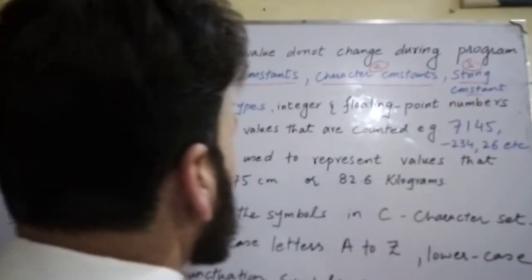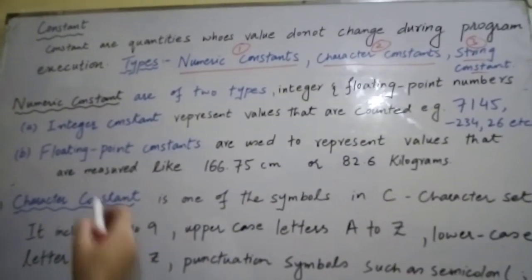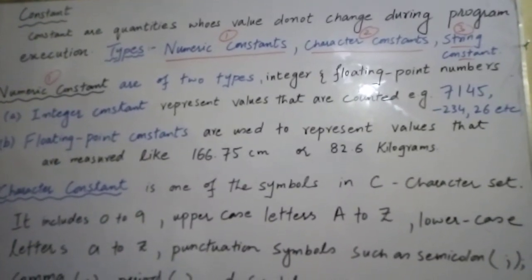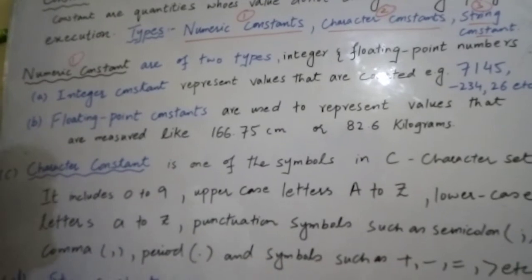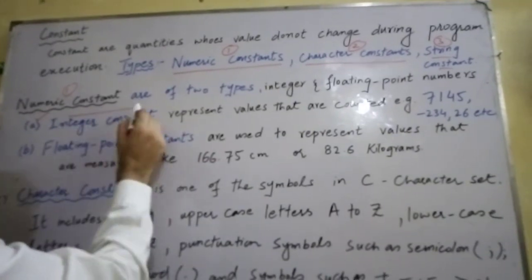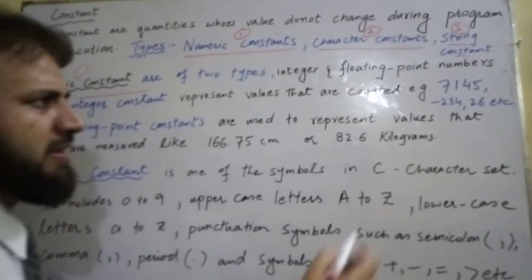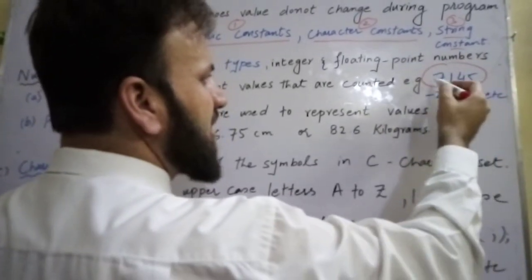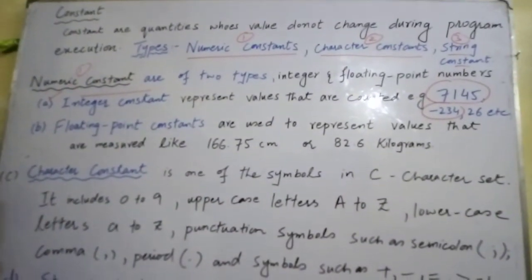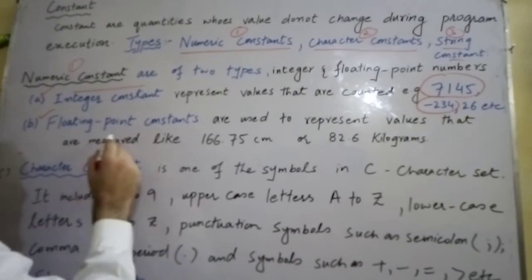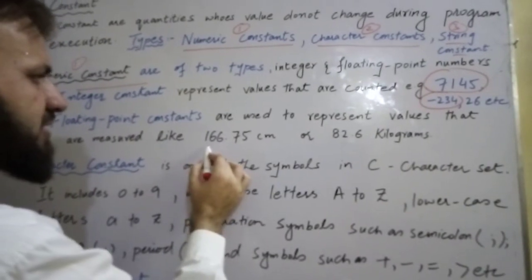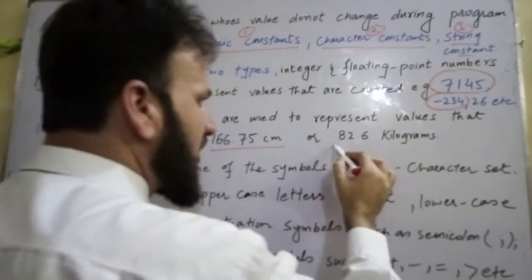Now we will briefly see their definitions. First, numeric constant. Numeric constants are of two types: integer and floating point numbers. An integer constant represents values that are counted. For example, this is the integer value 745. It may be positive or negative. Similarly, 26. These are integer values. And similarly, part B, floating point. Floating point constants are used to represent values that are measured, like 166.75 centimeter, 82.6 kilograms.